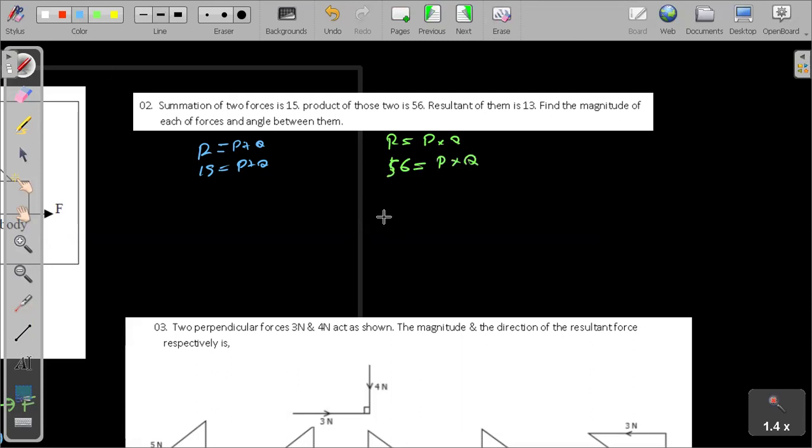Now I'm going to find the value of P from here. P is going to be 56 over Q. When I apply that, I get 15 equals 56 over Q plus Q, right? So when I cross multiply, it's going to be 15 equals 56 plus 6 Q over 6.